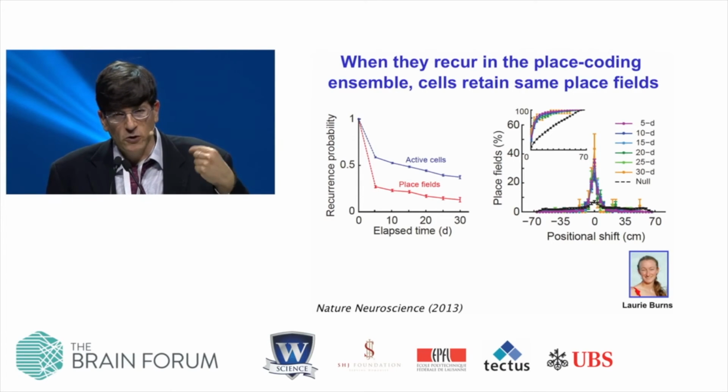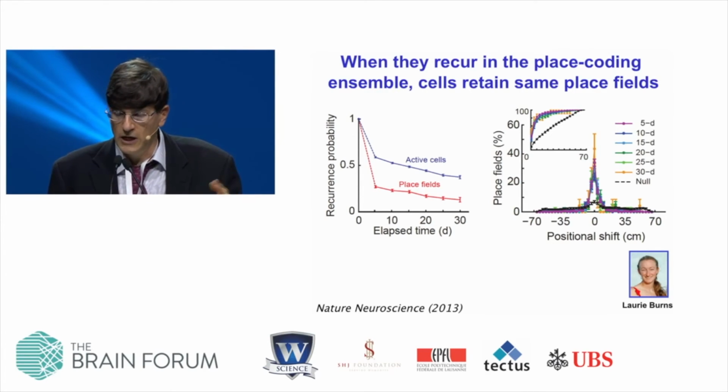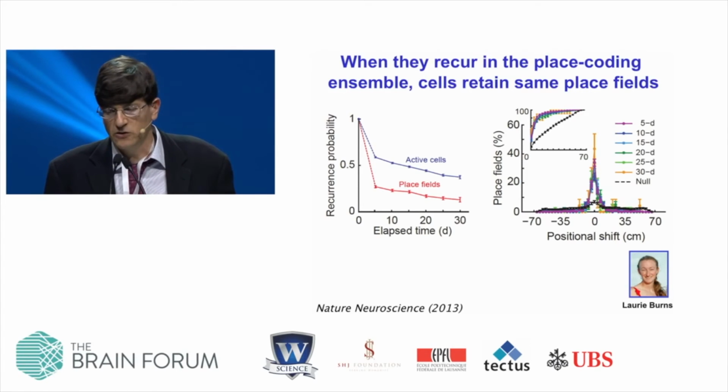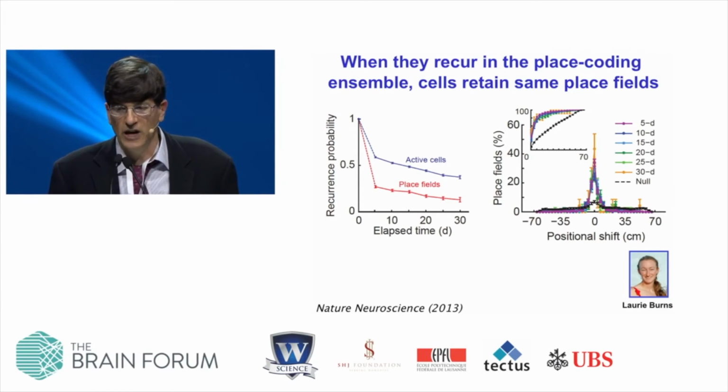However, despite this turnover in the cells that were involved in a particular day, if a cell came back to the place code, it nearly always encoded for the same location on the track. And you can see that on the right. These are pairwise histograms across all pairs of days of cells' displacements in the centroids of their place fields when they return to the code. And these are all sharply peaked at the origin, indicating that when a cell does come back to the code, it nearly always represents the same location on the track.